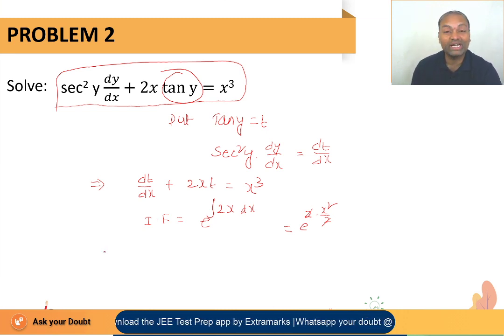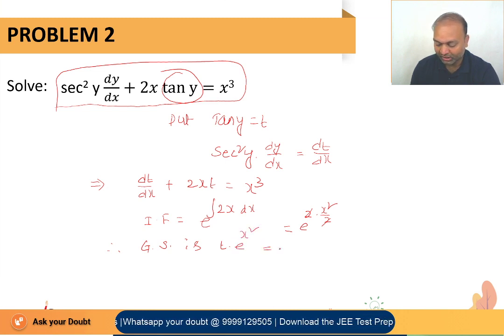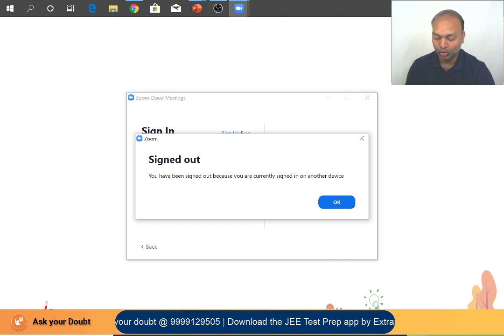Now let us come to the next step. What about the next step? General solution. So the general solution is, here the letter is what? The numerator letter t. So t into e power x square is equal to integral of the right hand side part. Right hand side part is what? X cube.